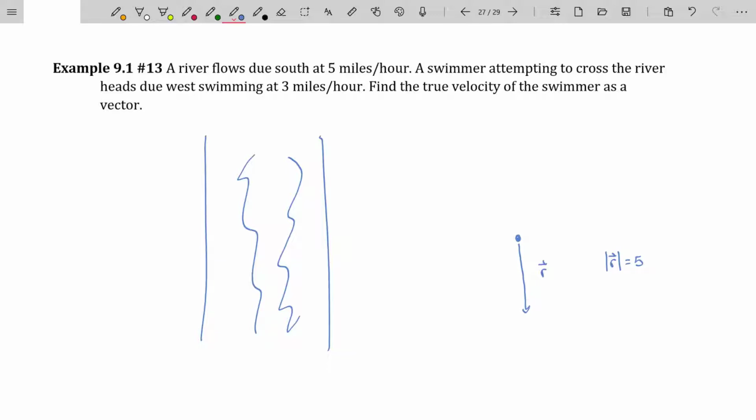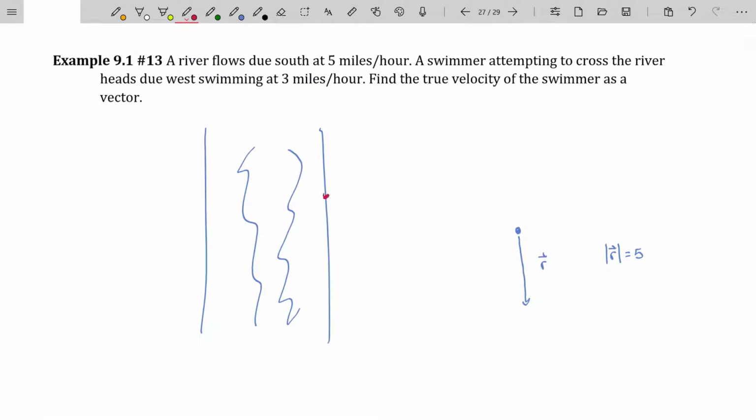There's a swimmer attempting to cross the river, and they're heading due west. So the swimmer jumps in the river right here. They're heading due west. And notice again, I drew an arrow there because it's very natural to do that. And they're swimming at 3 miles an hour. So the size of that vector should be shorter than the size of our R vector. So I'll just write it this way. Here's our swimmer vector. And the size of the swimmer vector should be 3. The question is, find the true velocity of the swimmer as a vector.